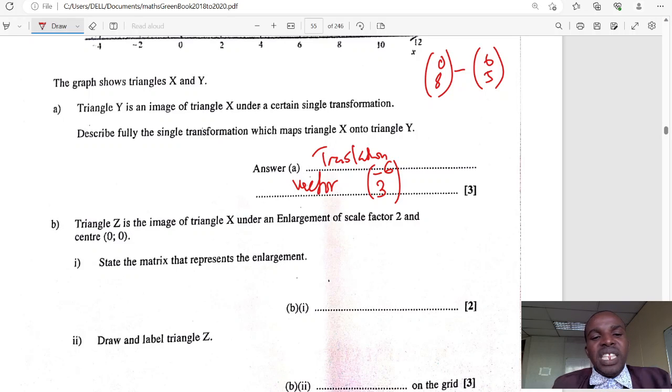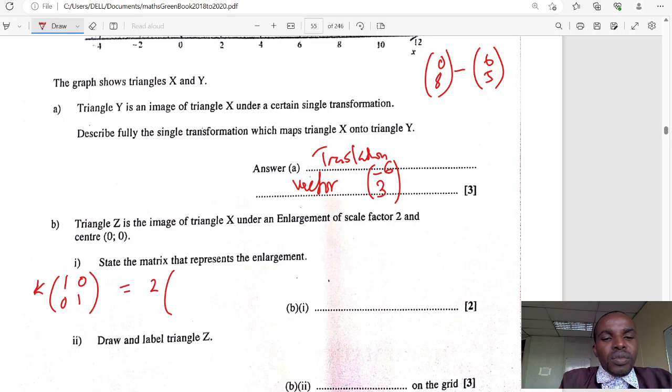Then next, triangle Z is the image of triangle X under enlargement of scale factor 2 and center 0, 0. State the matrix that represents this enlargement. Right? Enlargement is, you say, scale factor times identity matrix 1, 0, 0, 1. So the scale factor is 2, then times identity 1, 0, 0, 1. Or you can just put 2 inside. So it will be 2, 0, then 0, 2.